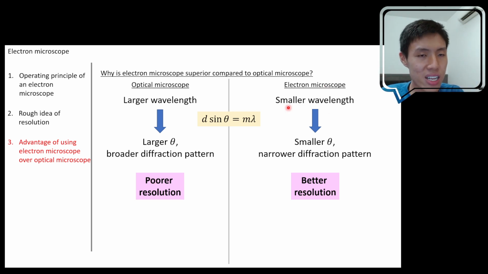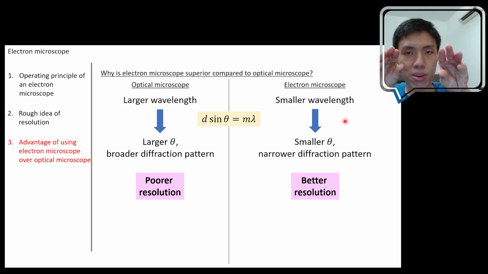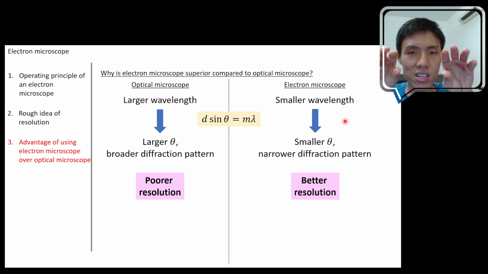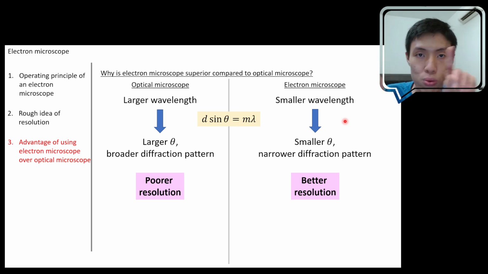Okay, but for an electron microscope, because your electron beam spreads out by only a little, they are not overlapping with each other significantly. So if they are not overlapping significantly, you are able to differentiate them clearly as two details separately. So in that case, you can say that the image produced by an electron microscope will have a better resolution.